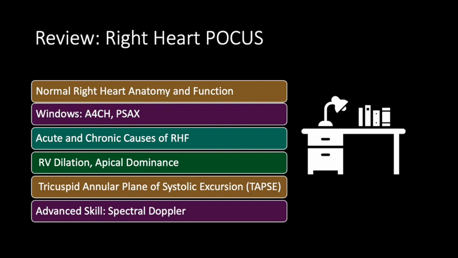In our last lesson, we looked at the right heart using point-of-care ultrasound and saw what a right heart should look like with normal anatomy and function, including the windows of the apical four-chamber view and the peristernal short-axis view. And then we started to look at some pathology of the right heart, including right heart strain, and what some of those findings might look like on ultrasound.